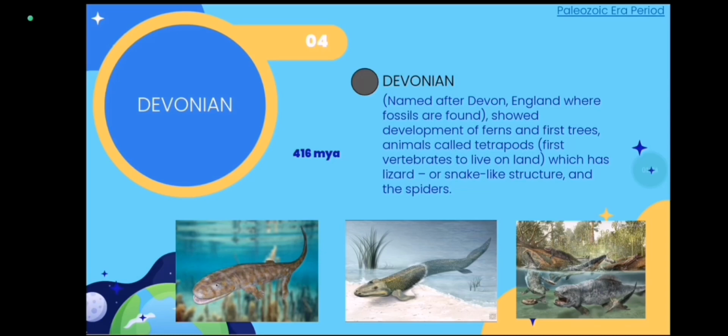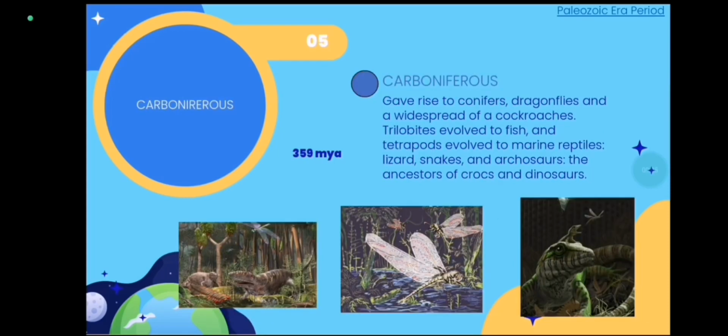So, spiders have existed for that long, 416 million years ago and until today. Different fish from the waters were also making the transition from water to land.